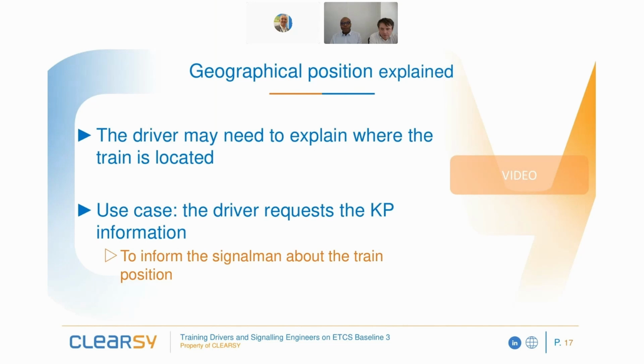This slide is for explaining the geographical position. This scenario shows a possibility for the driver to display the geographical position when this is transmitted by the track. The train location is based on distance traveled from ballast group. This information has no meaning for the driver. There, it is possible to transmit kilometer point information.